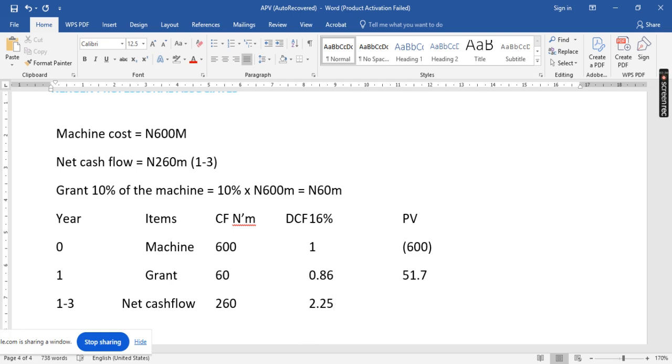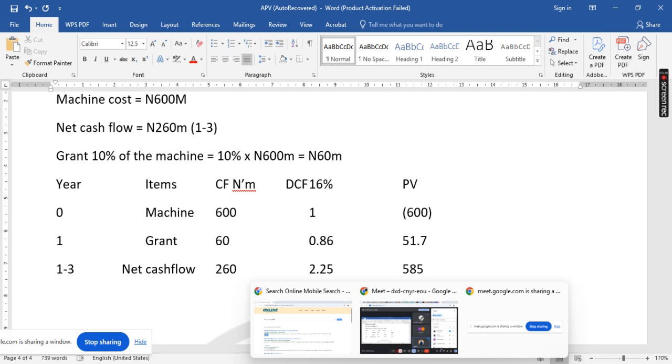2.25. Okay. So don't forget, why I put this grant like this, because it's an inflow. You will receive it. So what do you have when you multiply? Quickly. 585. Please, someone should confirm this figure. Confirm this annuity. Yeah, it's correct. Okay.